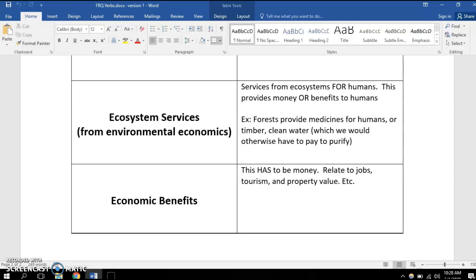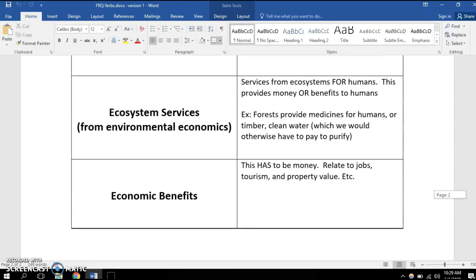And then specifically, if they say economic benefits, that's money. All right, so specifically, you're only looking at tourism, jobs, property value, that type of thing. Ecotourism, I would possibly see something on ecotourism, or maybe that could be a solution to something. So that's also an economic benefit.